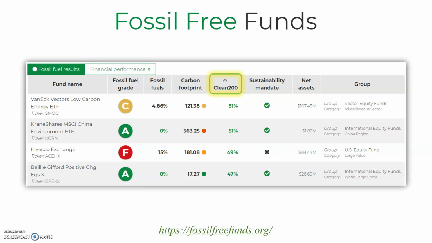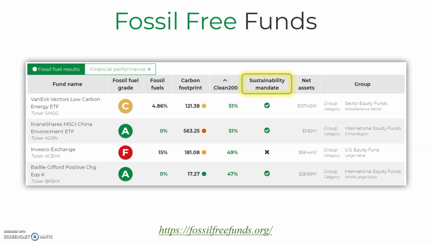The Clean 200 gives the percentage of investments in the fund that are Clean 200 companies. The Clean 200 companies are the largest 200 public companies ranked by their revenues from clean sources, things like green energy, zero emissions vehicles. In some cases, it could be lending to green companies, those kind of things.